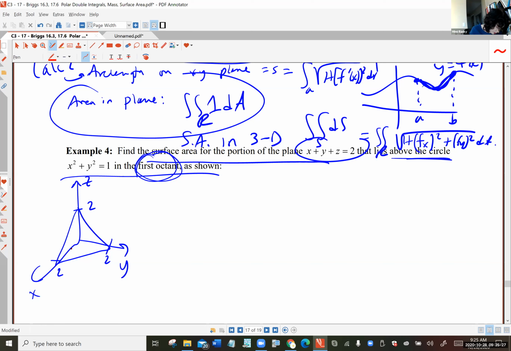So here's a unit circle. I'll draw a quarter of it here with radius 1 centered at the origin. So this is the region of integration. There's your R right down there. And they're telling you that right there.